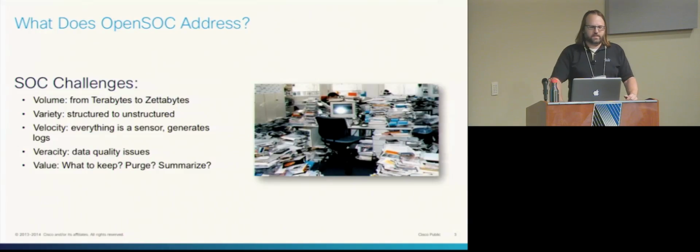And your data has variety, so you have a lot of structured and unstructured data coming in. Bro is very well structured. I like that about it. Everything you can send me in a JSON field, as everything's segmented out, I can do what I need to do with it without having to write regexes, which slowed down processing a lot. And of course, everything's a sensor. Everything generates logs now. What do you keep? What do you know? What do you monitor? All those good things.